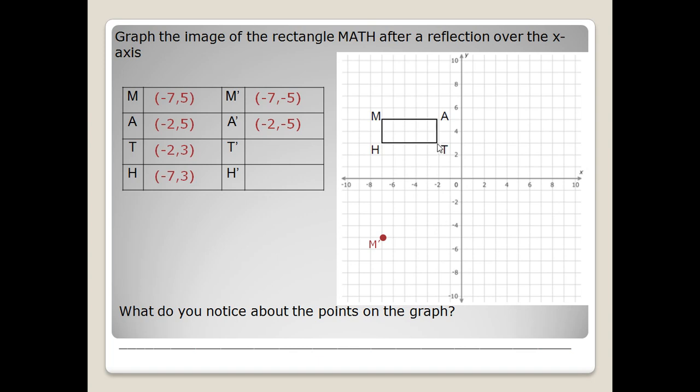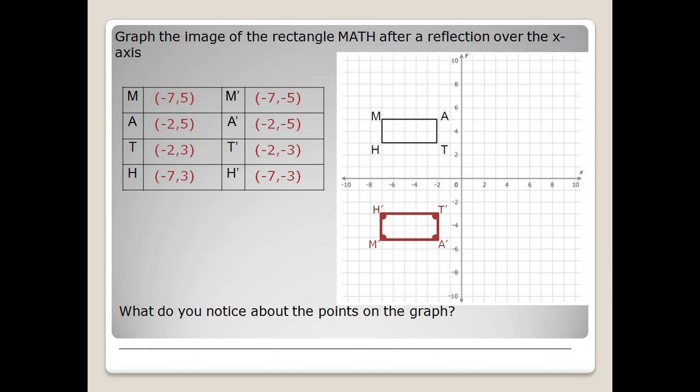Look at our T. And our T is 3 from the axis, so we'll go down 3, so that'll be negative 2, negative 3. Plot our point. Same for H, it's negative 7, negative 3 will be our new point. Draw our rectangle, sorry. Rectangles have 4 sides, triangles have 3. So this is a rectangle.